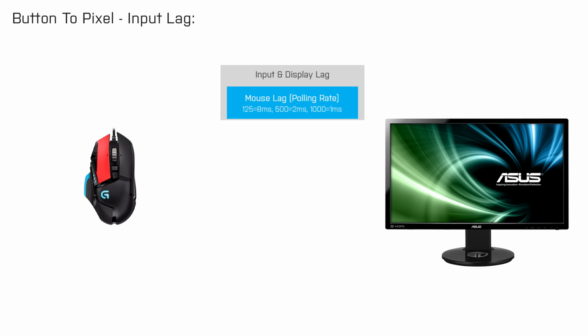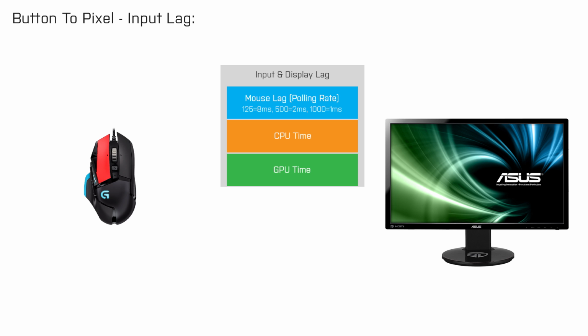Once the signal reaches your PC or console, the operating system will pick it up and make it available to the game, which will then process the input, and that means that the next delay is coming from the CPU. Once the game is done with the calculations, your GPU or graphics card needs to render a new image, which will again take some time. When the image has been rendered, it's ready to be sent to the display. If you play at 30 frames per second, you get a new frame every 33 milliseconds. At 60 frames per second, it's a new frame every 16 milliseconds, and at 120, it's every 8 milliseconds.